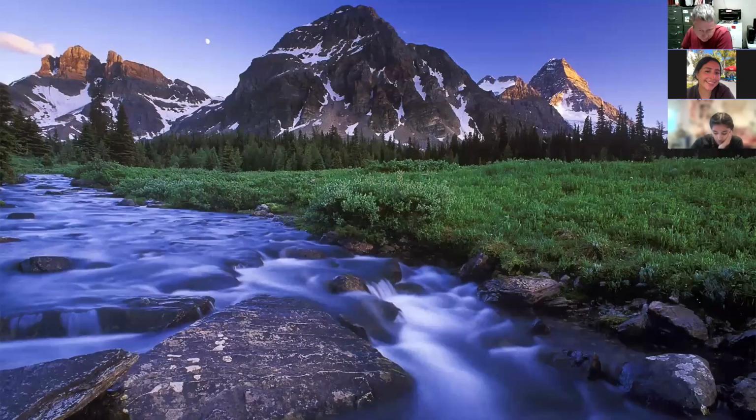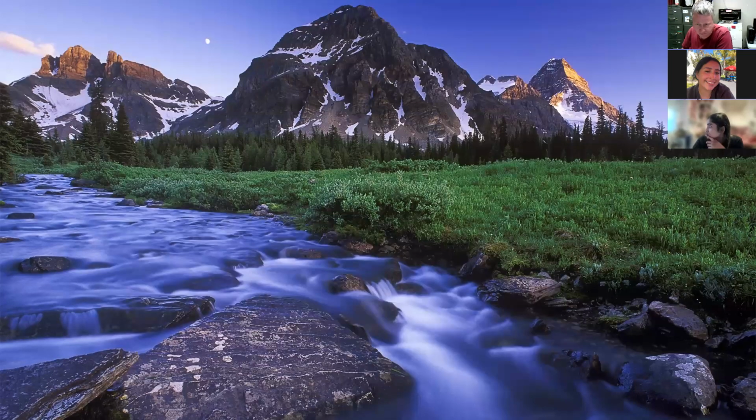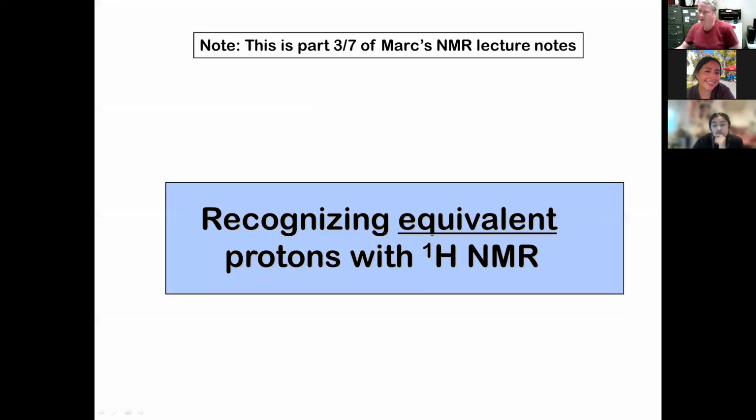Okay, we're done with this lecture. Now we're on to number 3. The third one, whatever I call it. All right, I guess the third one: recognizing equivalent protons by proton NMR.